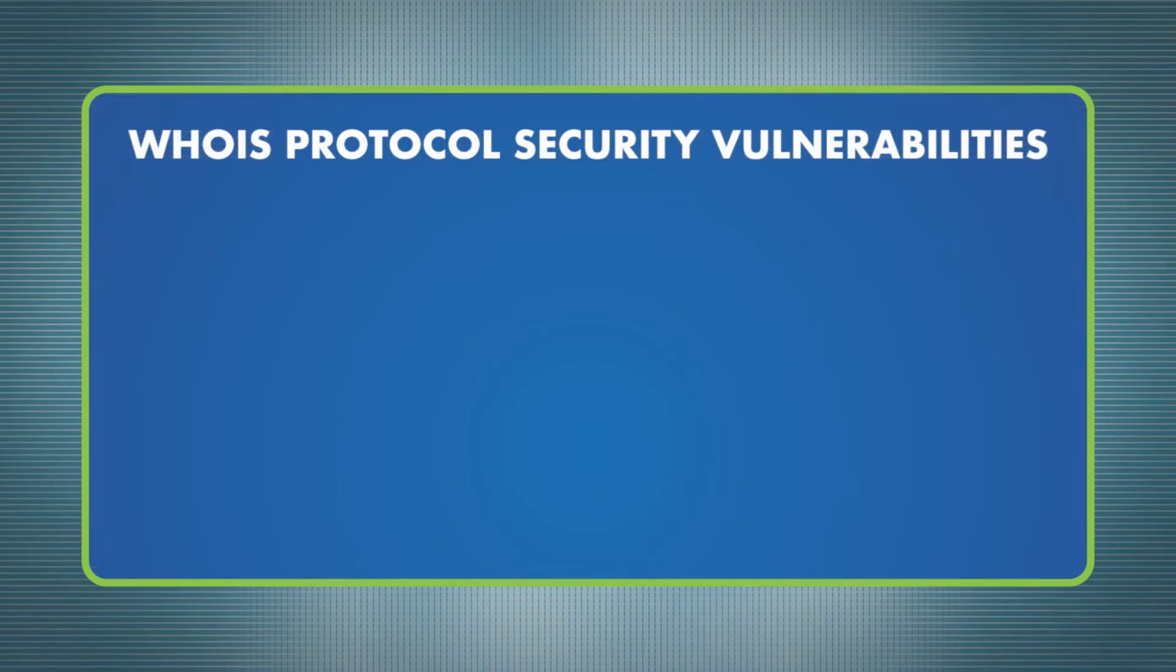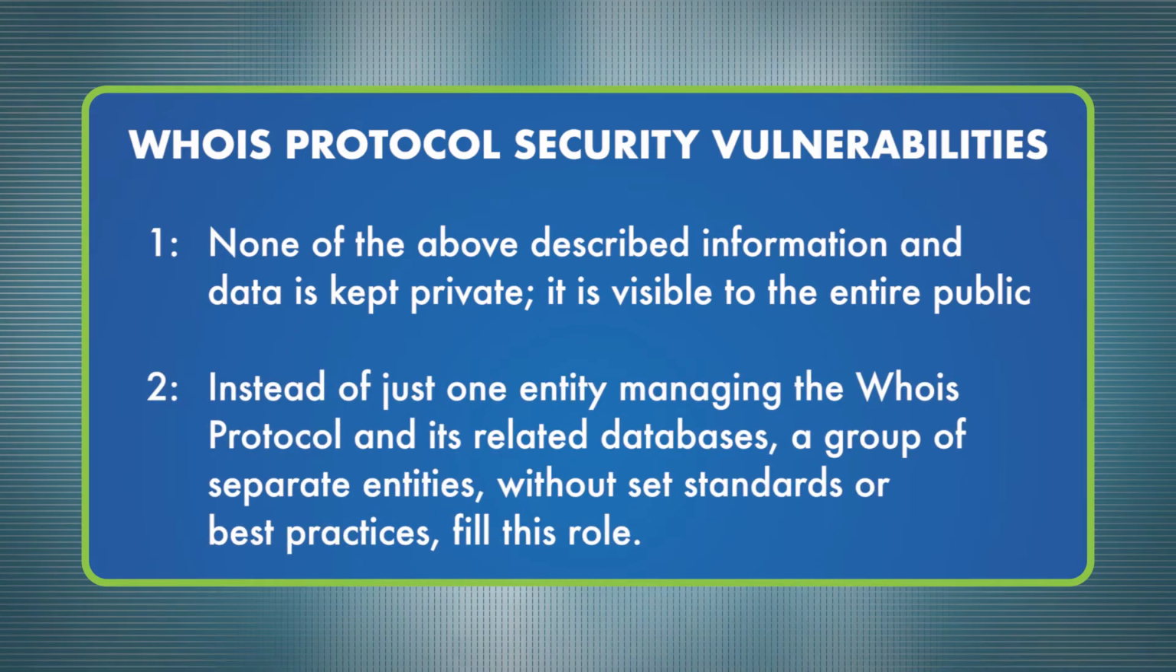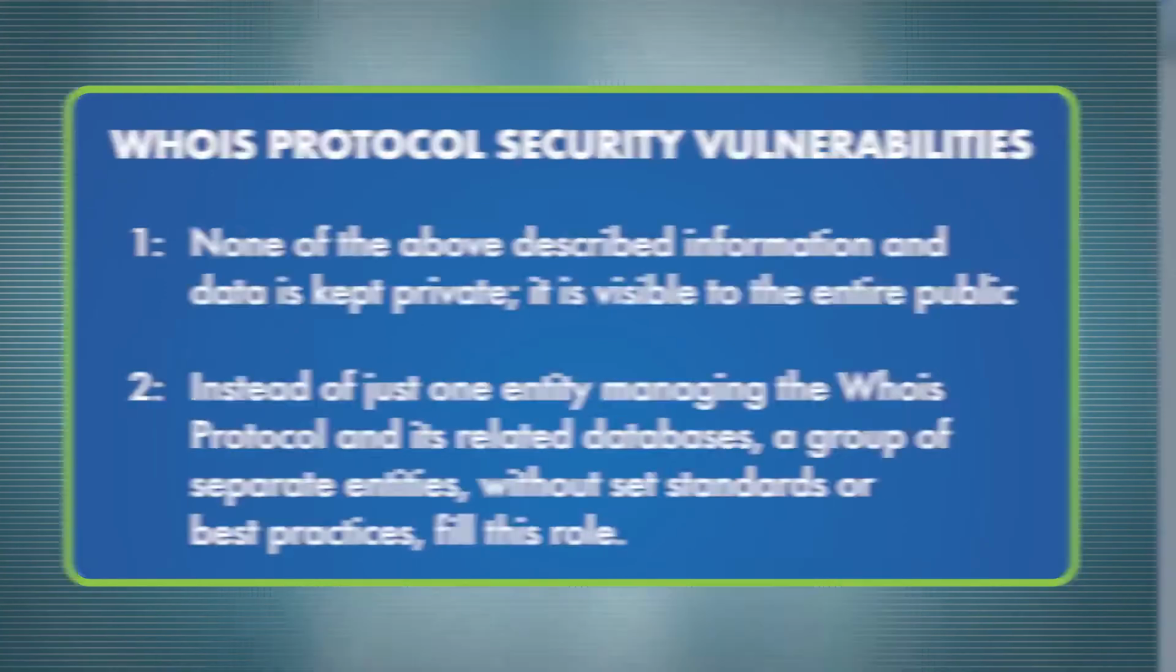These included entities such as the registrants of the domains, law enforcement agencies, intellectual property and trademark owners, and business entities and individuals. Two major security vulnerabilities are present in the Whois protocol. 1. None of the above described information and data is kept private. It is visible to the entire public. 2. Instead of just one entity managing the Whois protocol and its related databases, a group of separate entities without set standards or best practices fill this role.